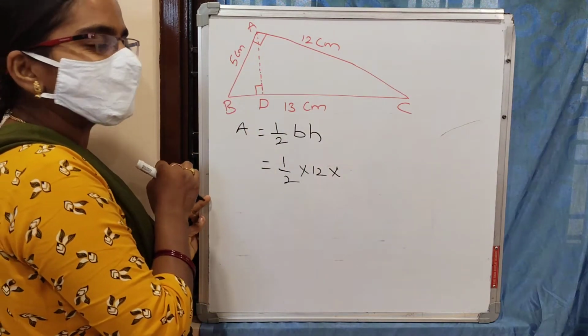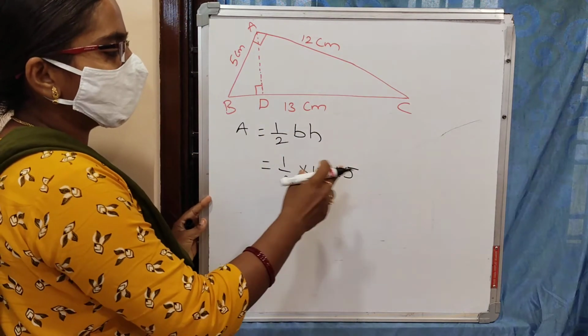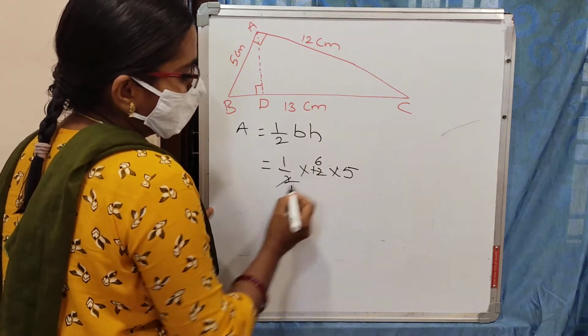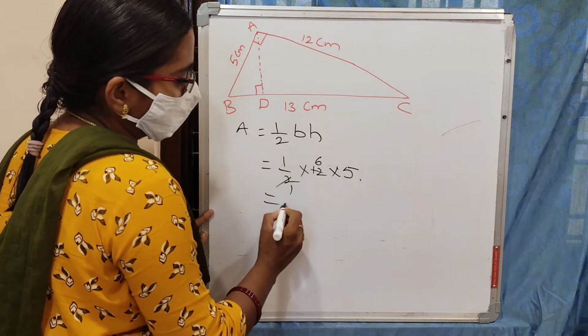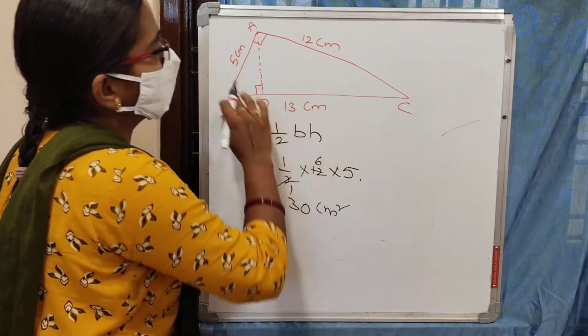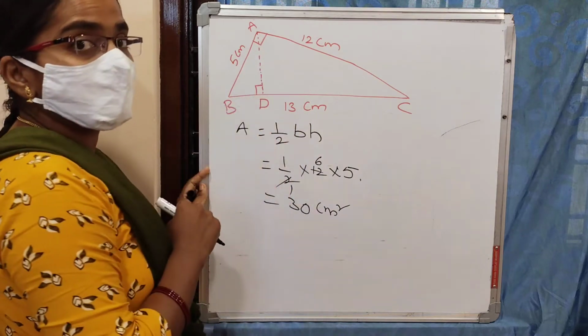So that we can take as height. So that becomes 5. So half into 12 into 5. 2 ones are 2, 2 sixes are 12. Then 6 fives are 30, 1 thirty is 30. So area is 30 centimeter square. This is triangle ABC. Next, we have to find out the length of AD also.